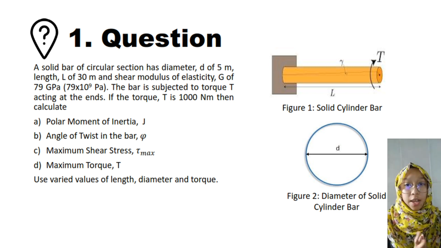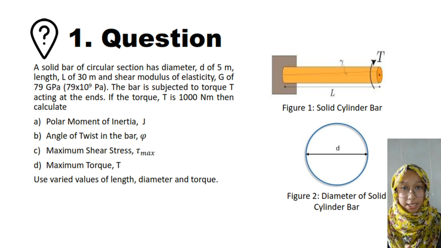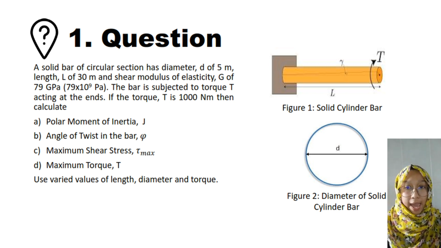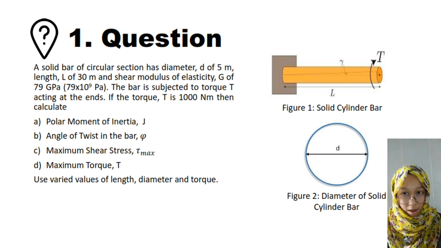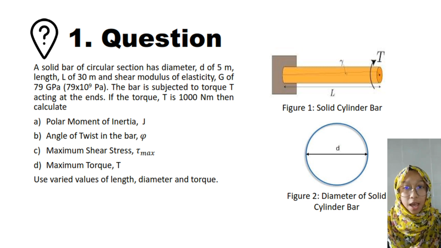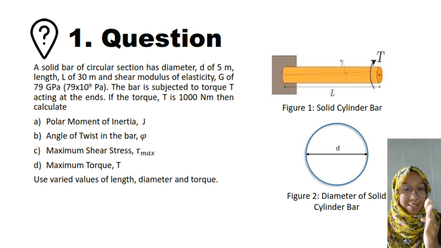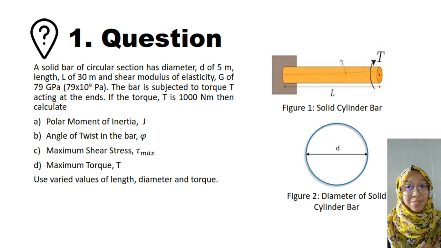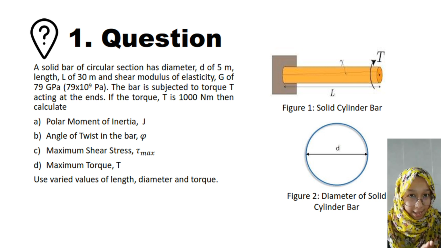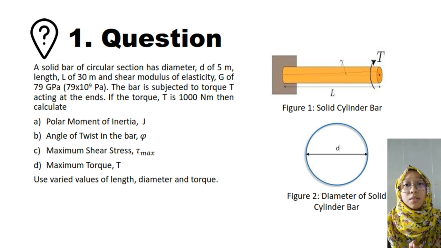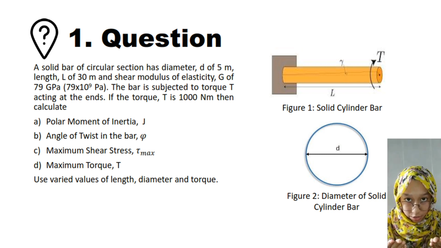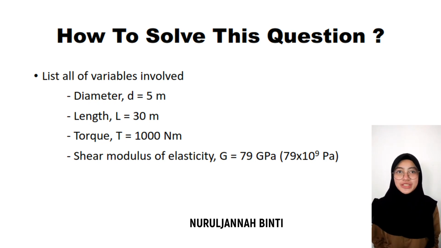First, the polar moment of inertia. Second, the angle of twist in the bar. Third, the maximum shear stress. And fourth, the maximum torque. So we have to use the values of the length, diameter and torque to find the answers to these questions.